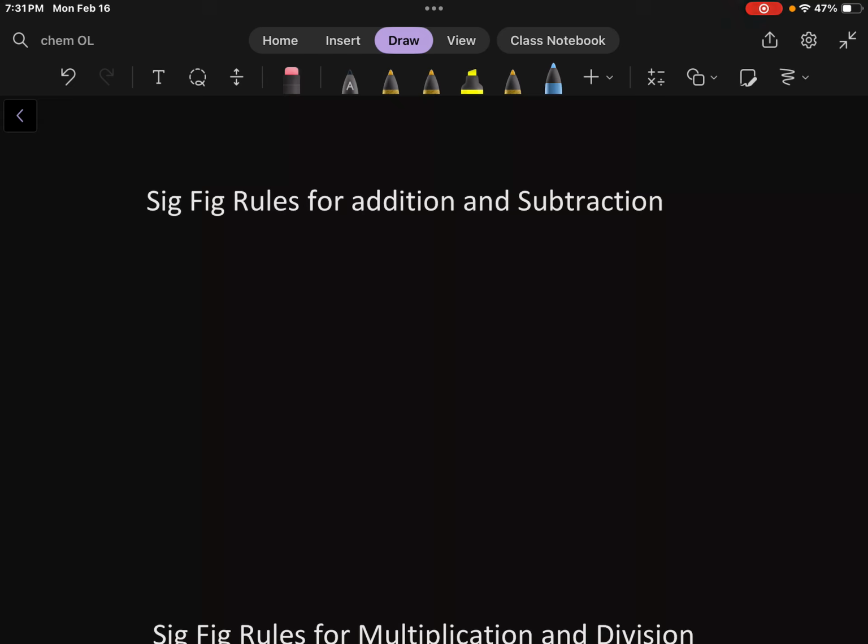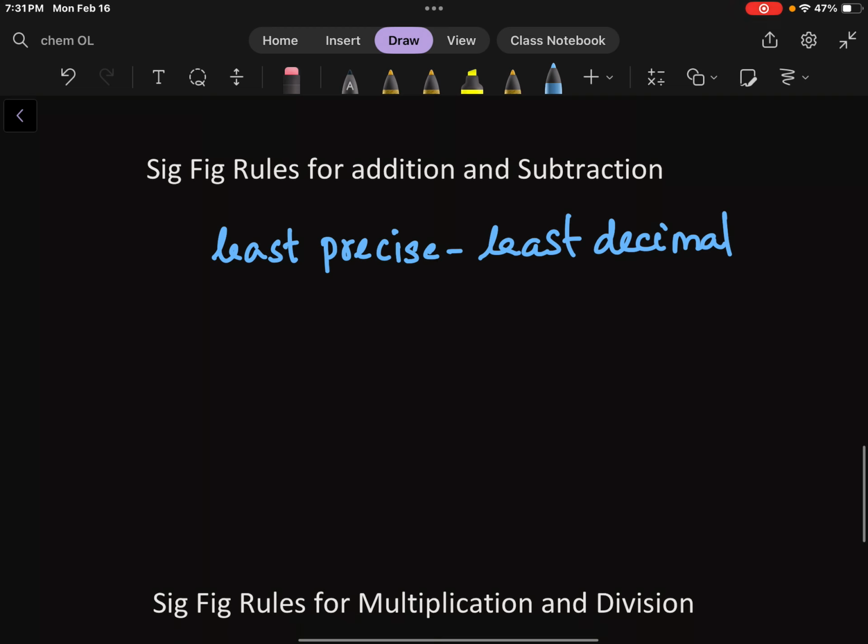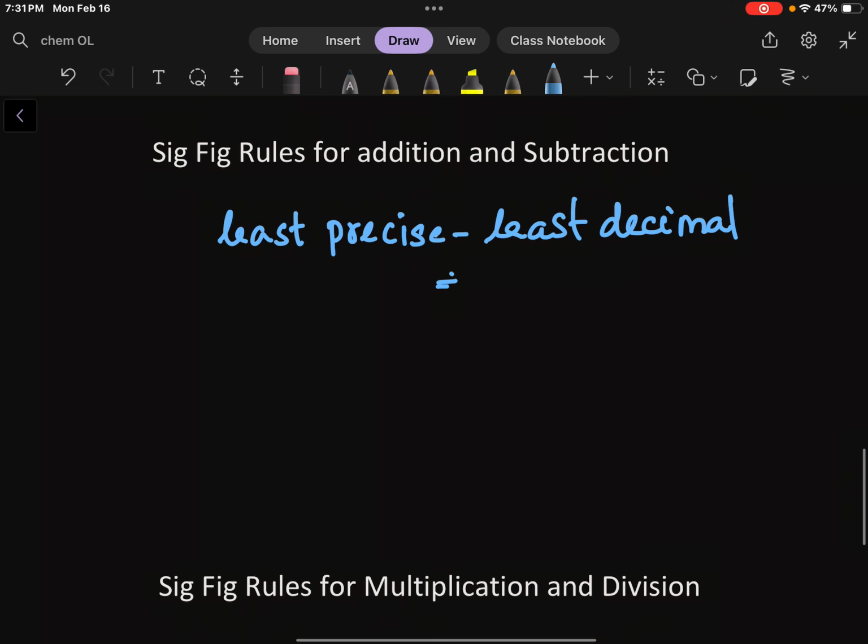For addition and subtraction, the final answer always needs to be rounded to the least precise position. Or you can say, if it is a decimal number, it is rounded to the least decimal position. Otherwise, if it is a whole number, it is rounded to the least place value, the lowest place value. We can show an example.